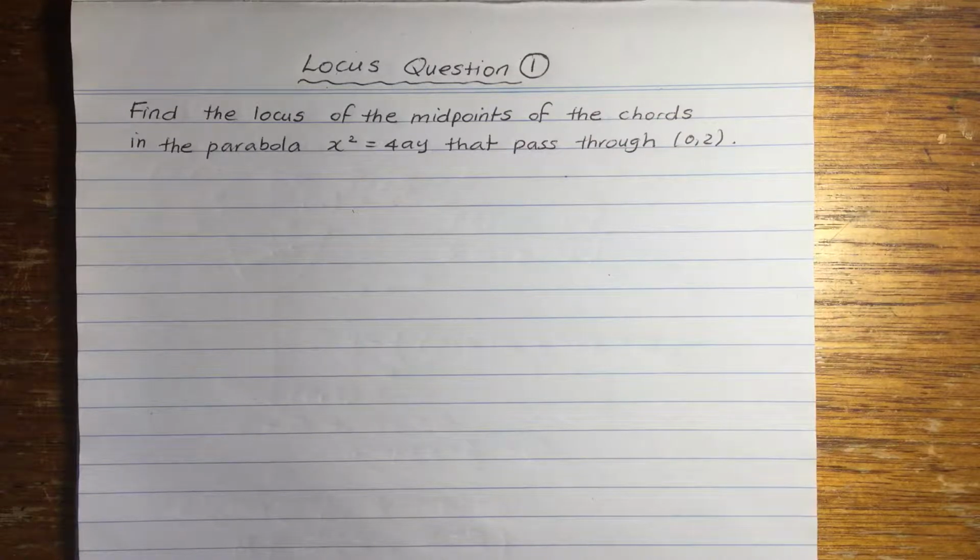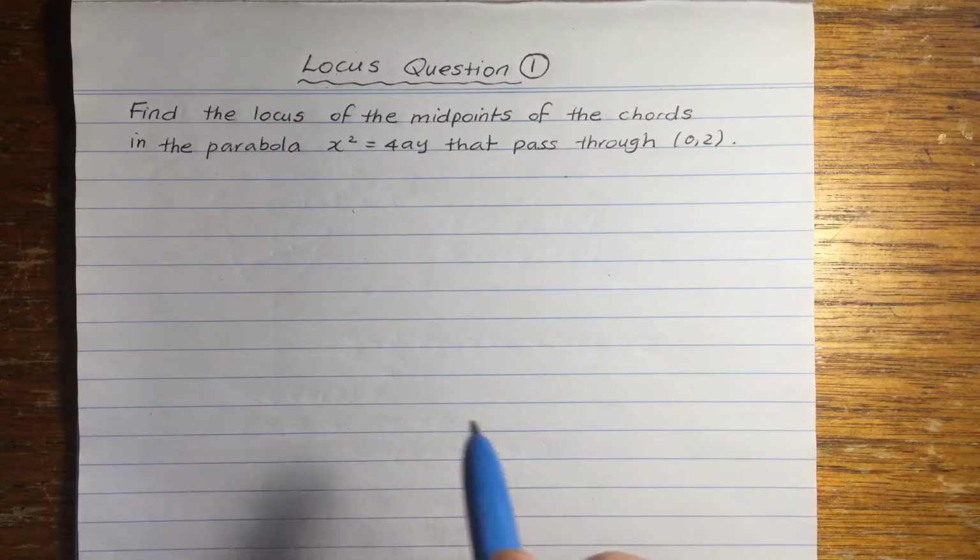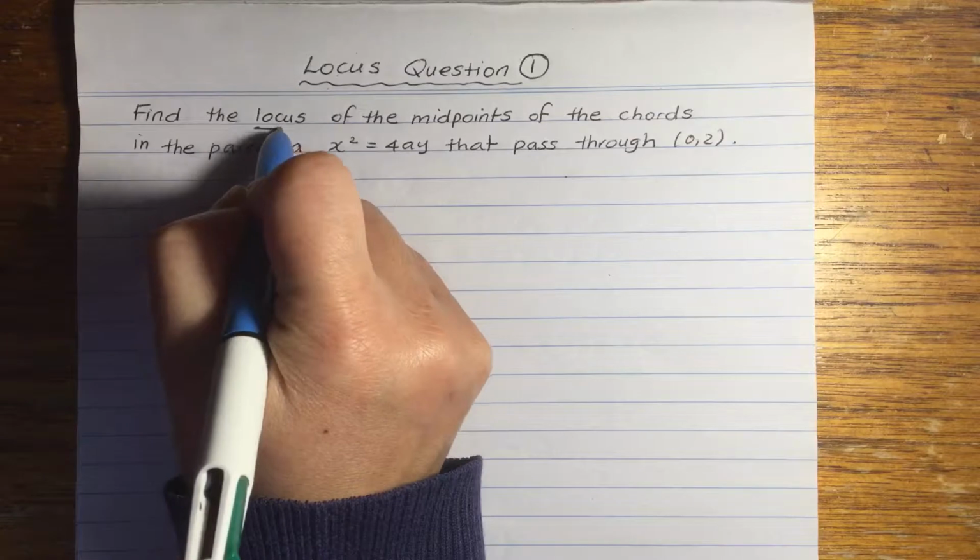All right, year 11. I've got this question here. Find the locus of the midpoints of the chords in the parabola x squared equals 4ay that pass through (0, 2). Now, the main thing here is the locus.